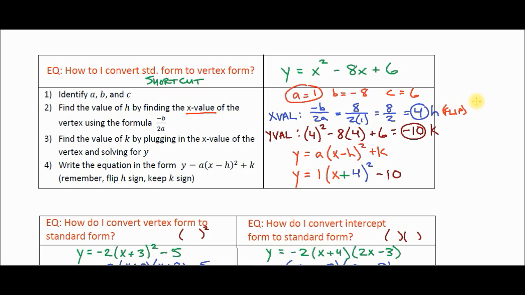Flip the sign. You know, actually, now that I think of it, I don't want to put that there, class. That might be confusing. You flip it when you put it in the equation. You don't flip it right now. So when it goes in the equation, it changes from a positive to a negative. And I just realized here, if you see this, I made a mistake on this. If h is positive 4, that means it changes to negative in the equation. Hope you guys caught that as I was going through that. So h equals negative 4 when it goes in the equation, and that k value is negative 10. That's all there is to changing from standard form to vertex form.